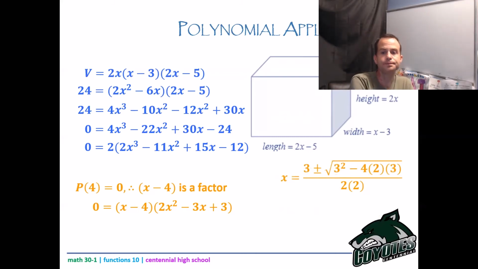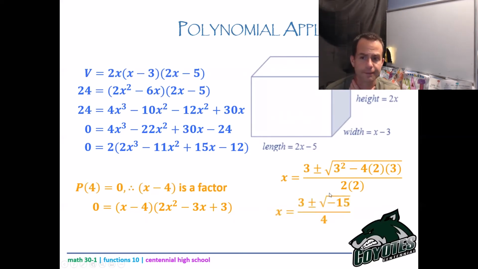2x squared minus 3x plus 3 is not factorable. You can't tell me two numbers that multiply together to give me 6 and add together to give me -3. So I'm heading to the quadratic formula. Okay, so 3 squared is 9. 4 times 2 times 3 is 24. So that ends up being 9 minus 24, which would give me -15. I can't take the square root of -15.